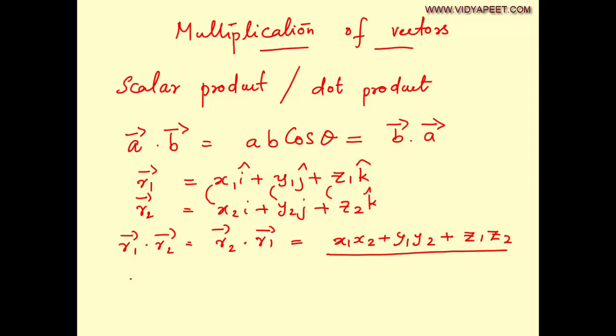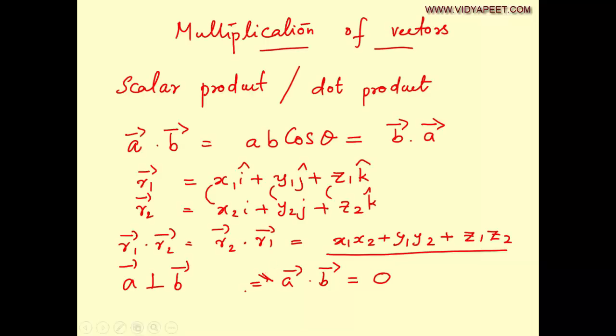And also, if a and b are perpendicular, then a dot b will be 0. So if a and b are perpendicular, then a dot b will be equal to 0.